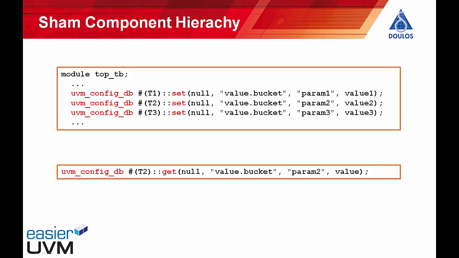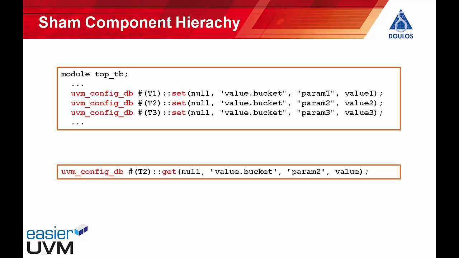Now another subtlety of the UVM configuration database. The idea of the UVM configuration database is that the scope, as defined by the first two arguments, corresponds to the UVM component name within the UVM component hierarchy. But it doesn't have to. The path names that you use within calls to set and get can be a sham. They can refer to a mythical UVM component hierarchy that doesn't actually exist, and that can have uses.